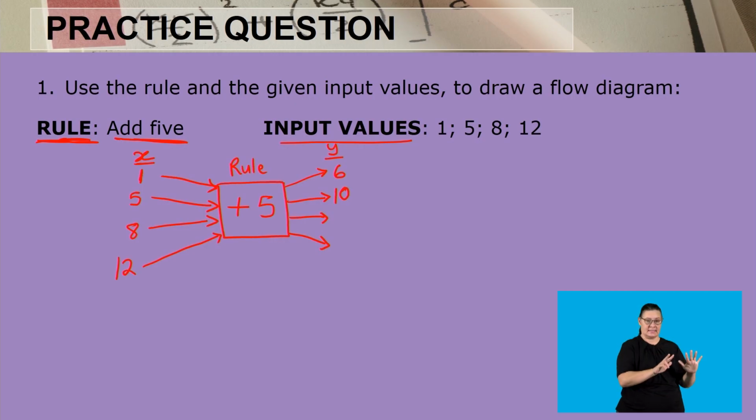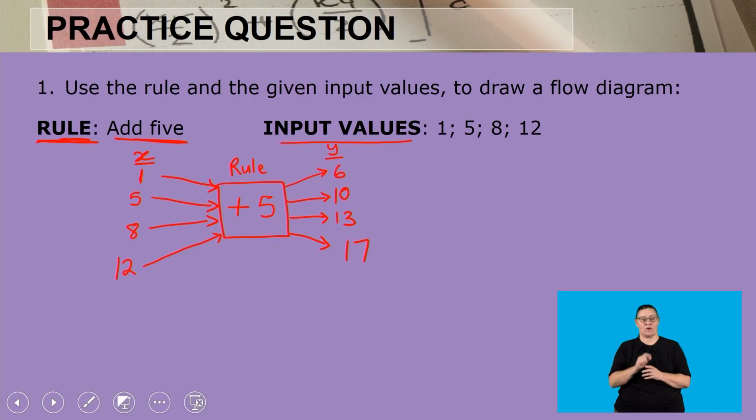Then we have an 8 plus 5. Yes, that gives us a 13. You are absolutely correct. And then that last input value there, which is a 12, do you know what the output value is going to be? Well, if you are thinking of 17, then you are also correct because 12 plus 5 is equal to 17. Let's move on to our next question.